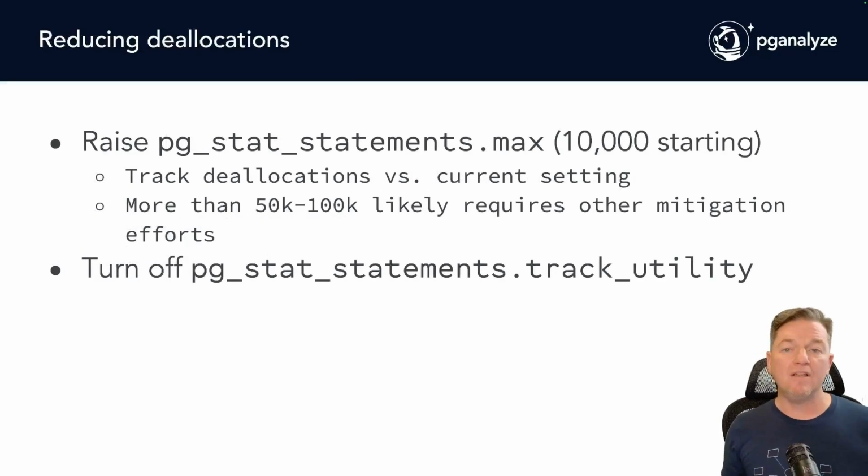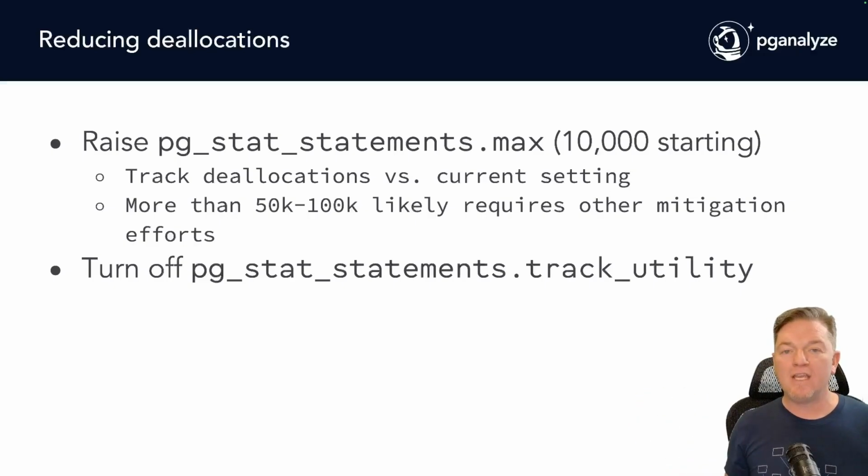Now, if you're having a lot of deallocations, reducing them through settings comes through two ways. One is by raising pg_stat_statements.max. We often recommend starting at about 10,000 rather than the default 5,000. This is often a good setting if you have one primary server with one application database. Again, the more databases you have, the fewer slots there are in pg_stat_statements for each database, and that setting might need to be higher.